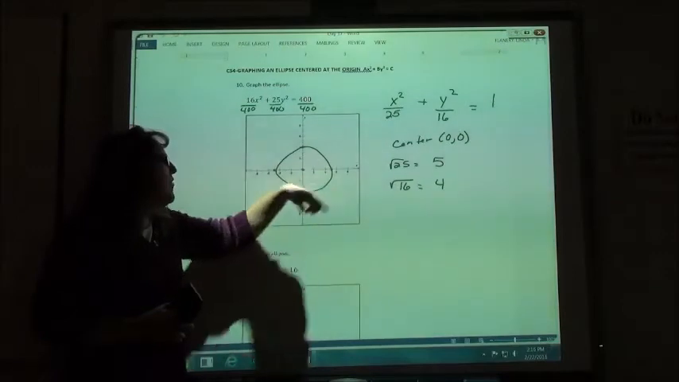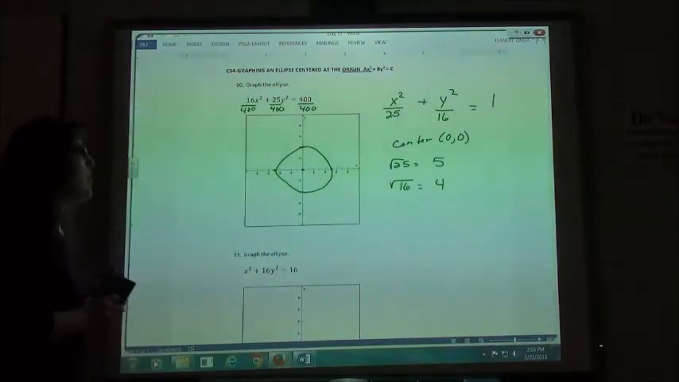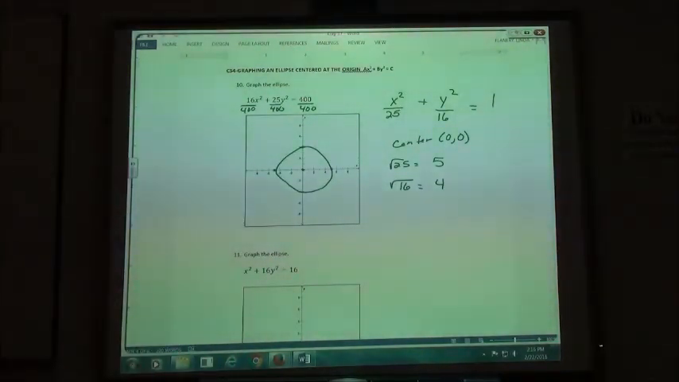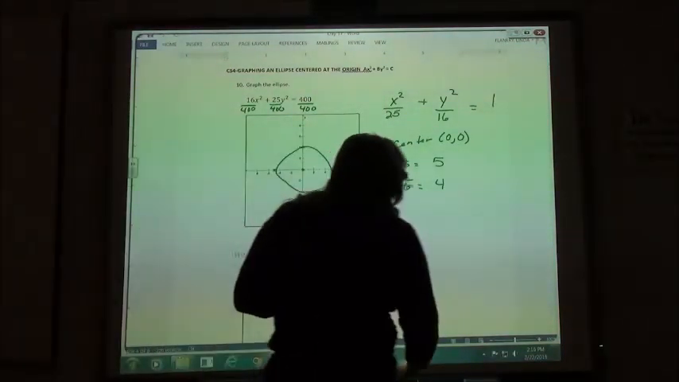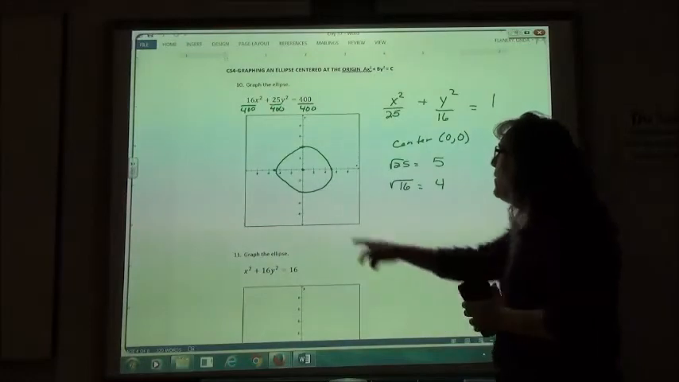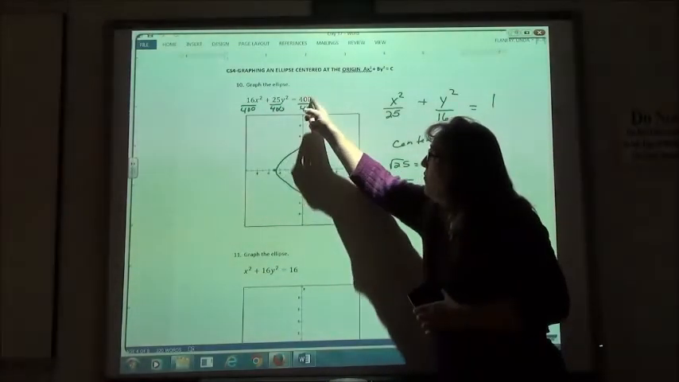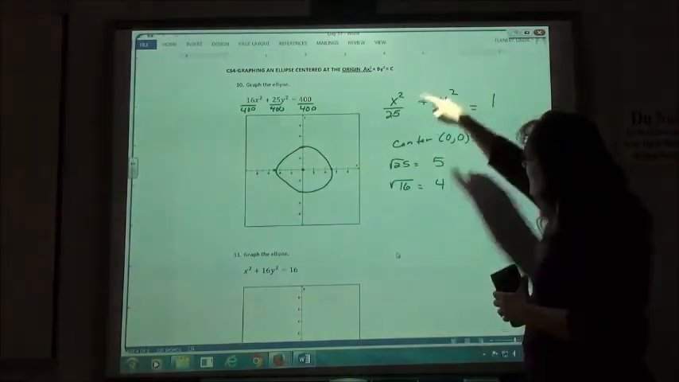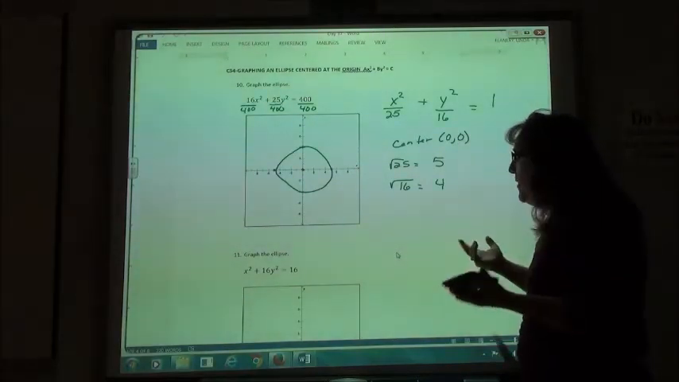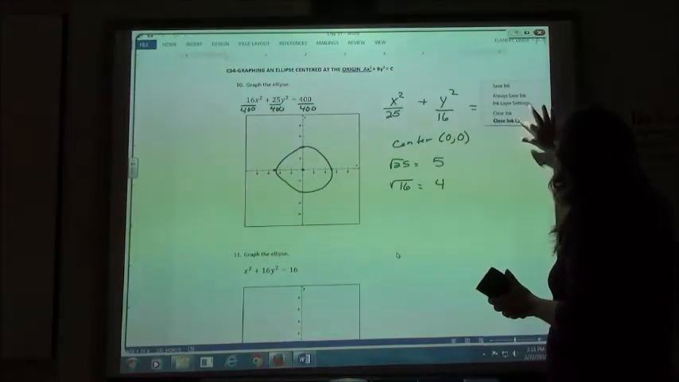My vertex was 5, my co-vertex was 4, and so my answer looks something sort of like that, if I could draw an ellipse. So really the whole thing you're going to do is just divide by whatever your number is to get it into standard form, and then do it like we did the previous problems.